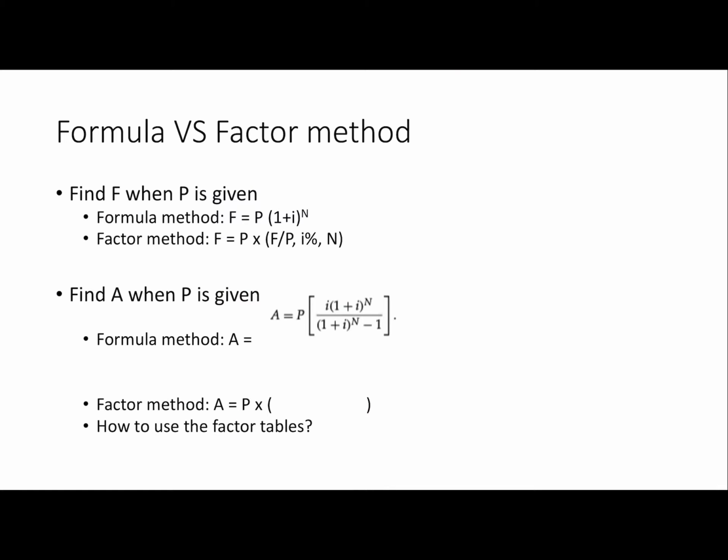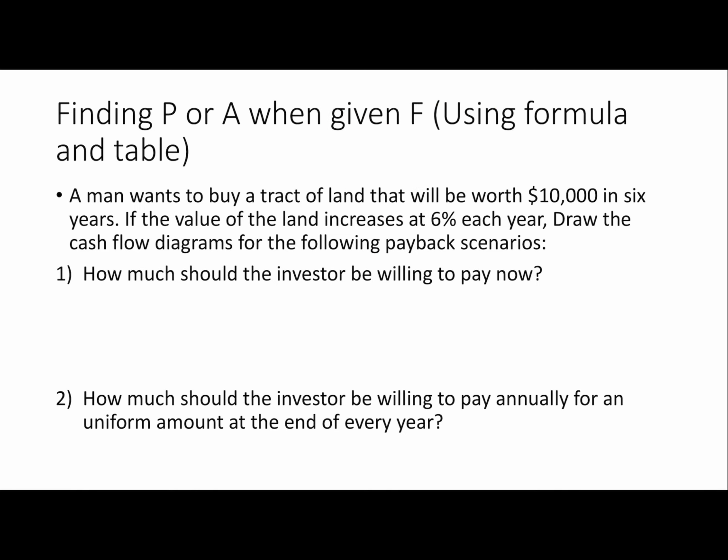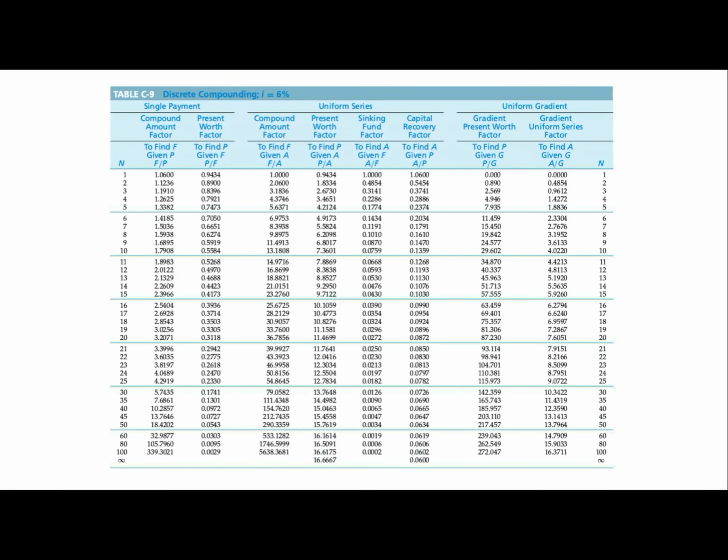And you want to know there are equations to calculate that, and there are factor methods. So you can find the factor in the table without doing all the complicated calculations. And the factor method is more important because that's what we have been using very often. So you want to know how to find the future value and the annuity given P, and how do you find the P or annuity given F, okay?